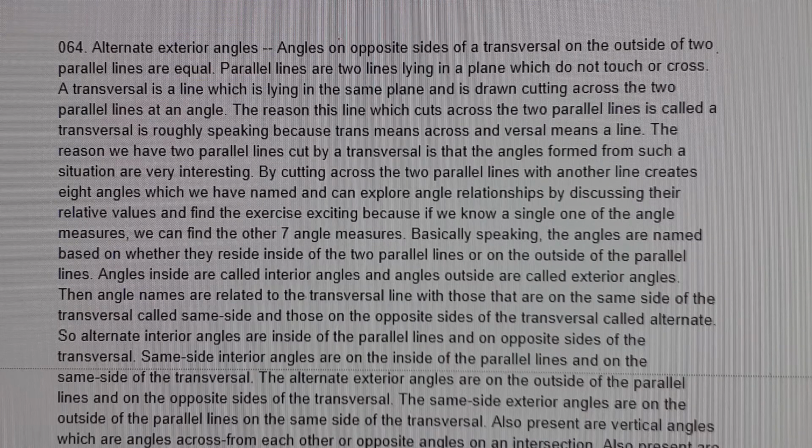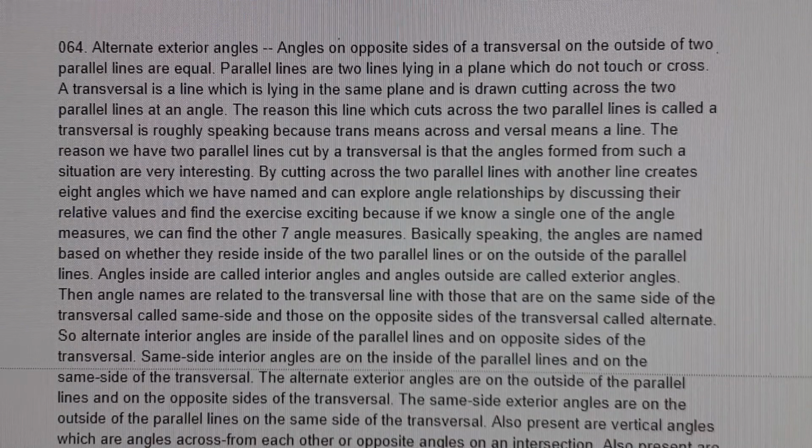So, alternate interior angles are inside of the parallel lines and on opposite sides of the transversal. Same side interior angles are on the inside of the parallel lines and on the same side of the transversal. Alternate exterior angles are on the outside of the parallel lines and on opposite sides of the transversal. The same side exterior angles are on the outside of the parallel lines and on the same side of the transversal. Also present are vertical angles, which are angles across from each other or opposite angles on an intersection.